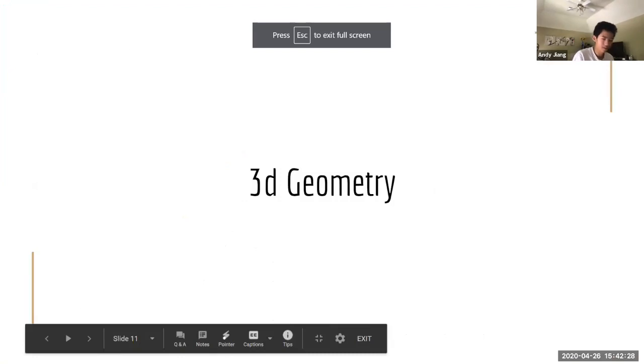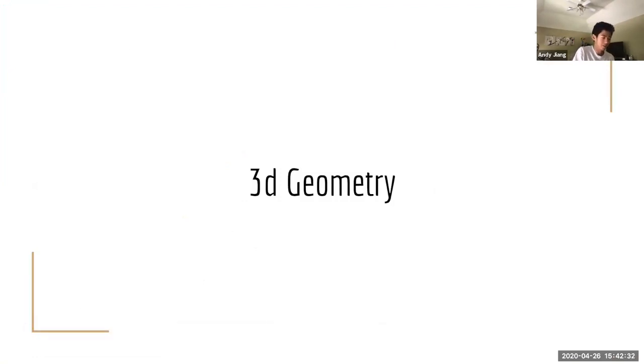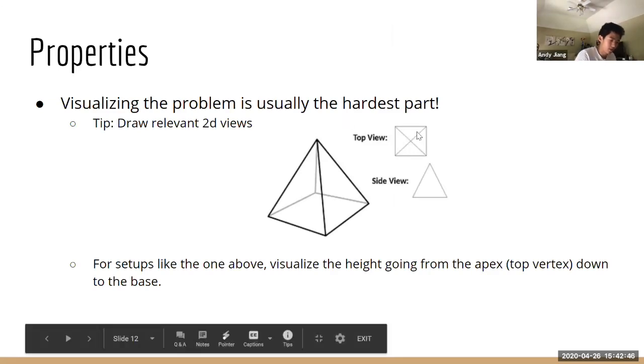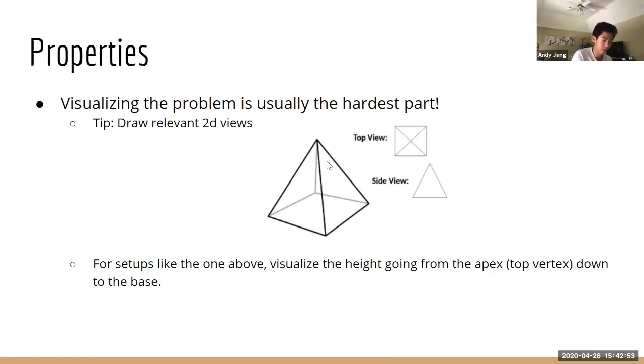So our next topic is 3D geometry. And this is where geometry gets kind of hard. But the hardest part is just visualizing it. To help with that, for this diagram specifically, I would draw a top view. So like this thing, and a side view. So let's say we're solving for the height. We also want to draw the height in.